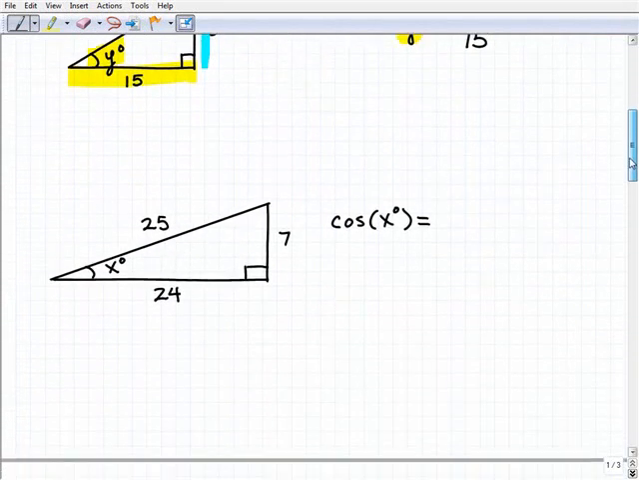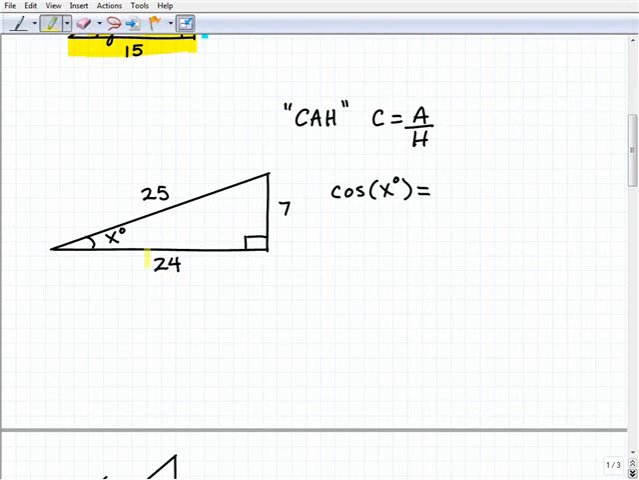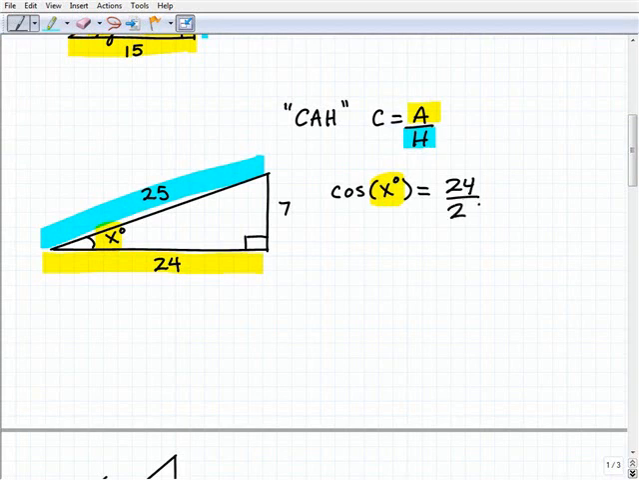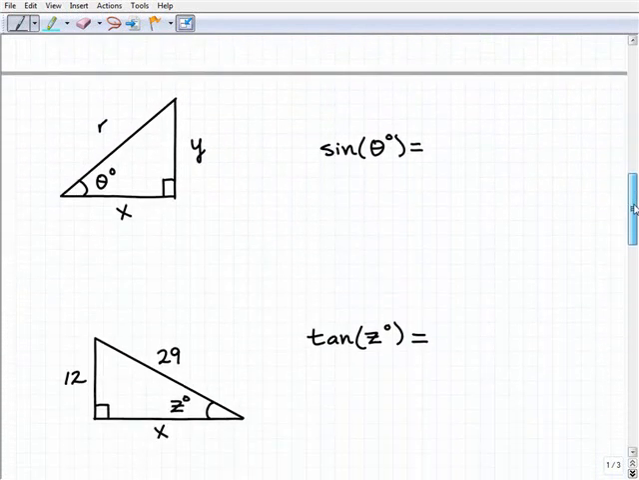Now let's move on to our next one. We're dealing with cosine, so we're thinking about the CA. If you're asking what cosine is again, just remember CA from SOHCAHTOA: cosine is equal to the adjacent over the hypotenuse. Cosine of angle x, here's my angle. 24 is the adjacent side, and the hypotenuse is this side. So cosine of angle x will be 24 over 25. It should be pretty easy, especially with a little memory aid.